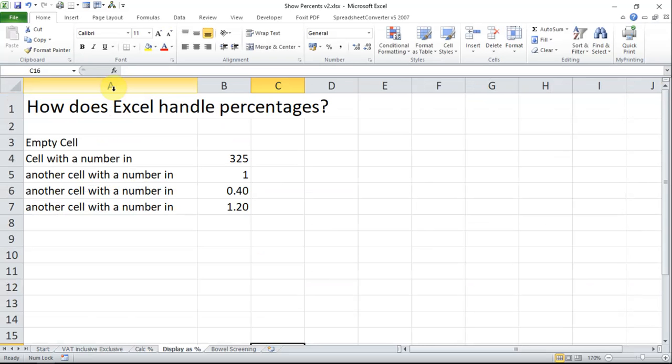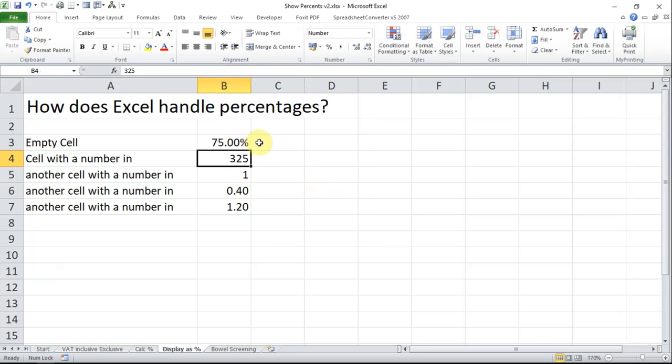Excel handles percentages in various ways. You can format a cell that has no contents in as a percentage. You can see here that B3 is marked as being general. Change it to percent and then enter, say for example, 75. You can see there that it displays 75%.